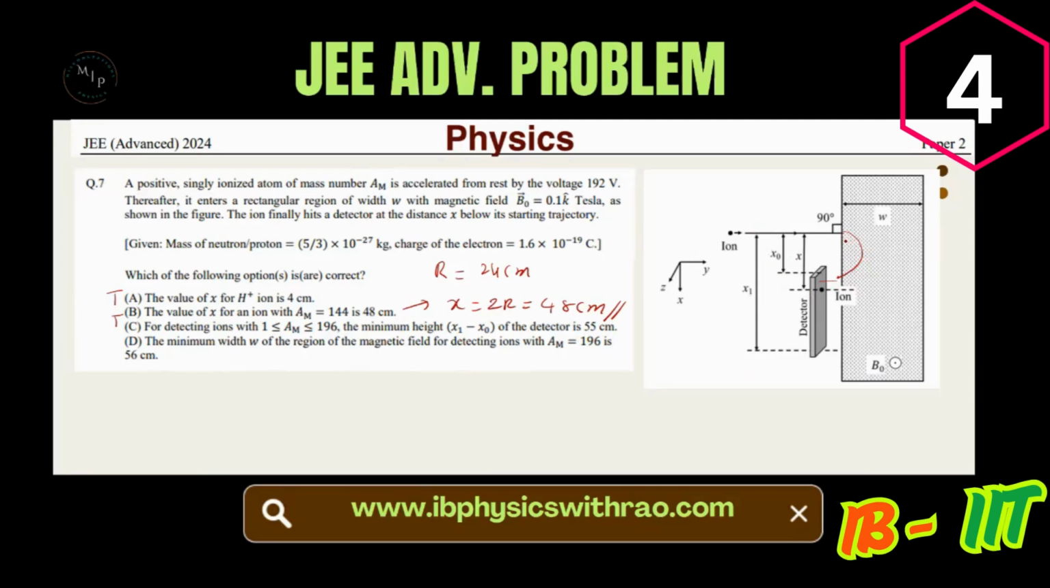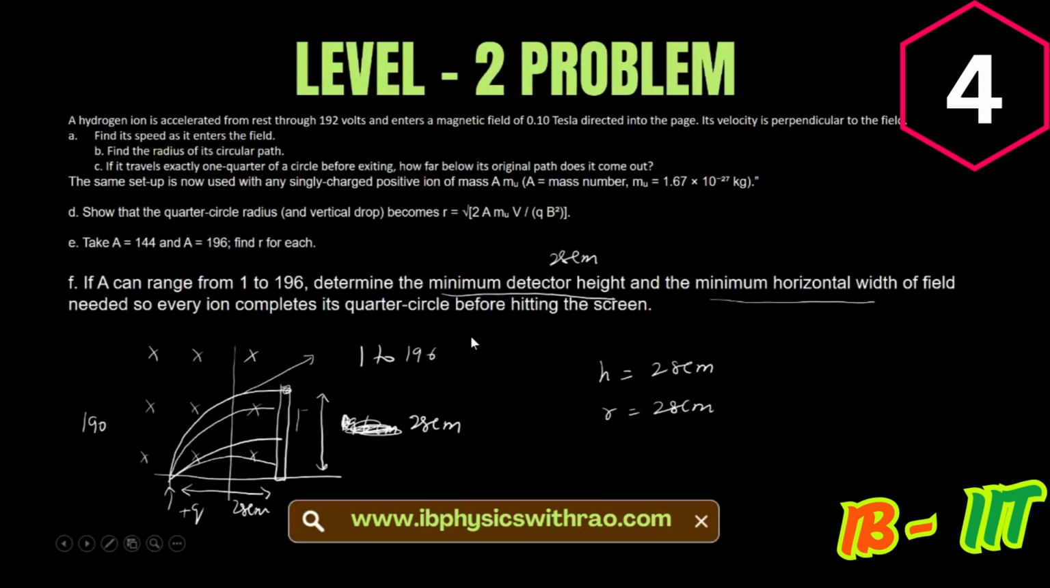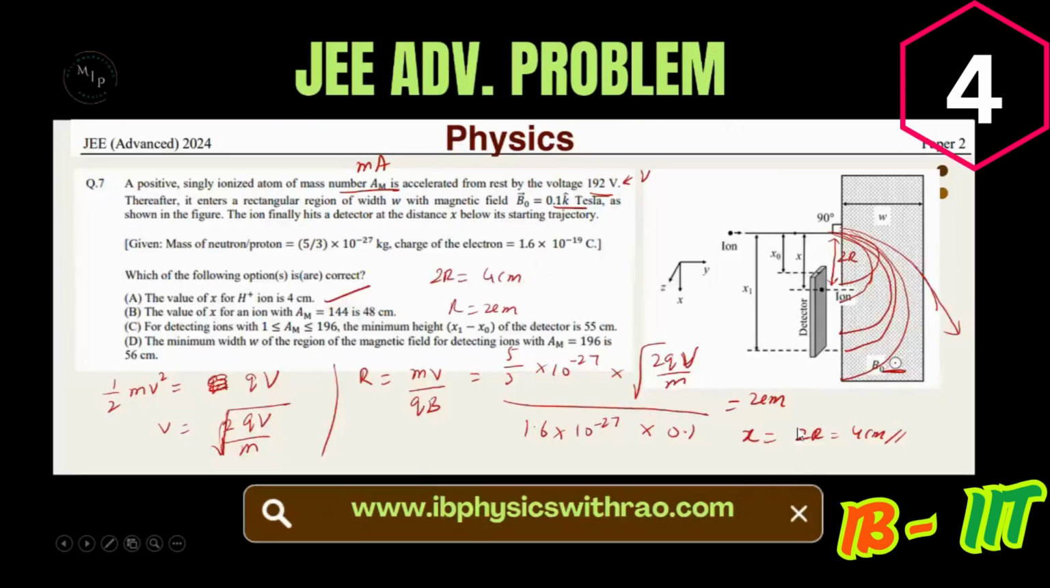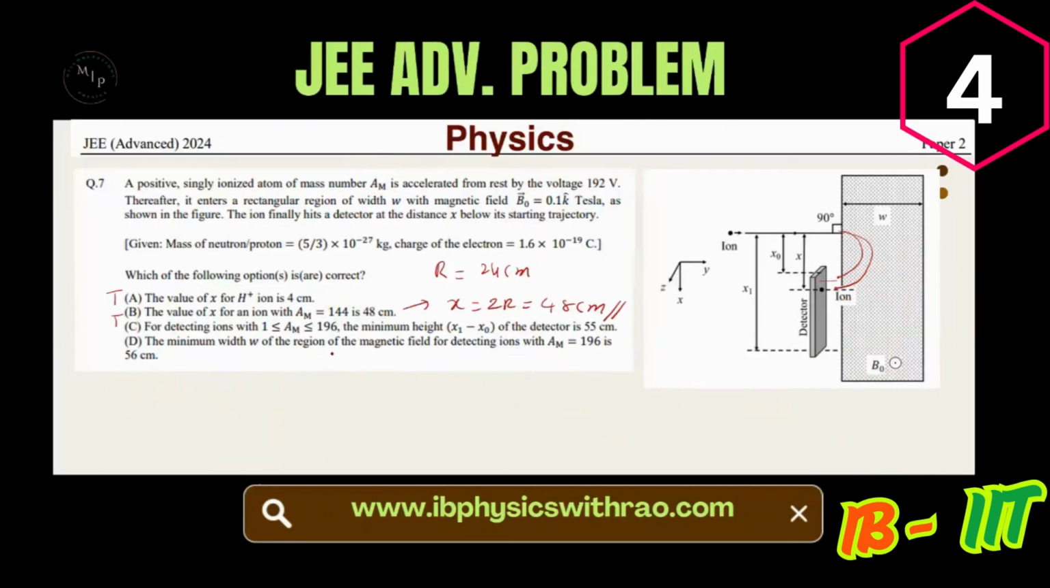Now, let us say I take oxygen, or any other ion whose mass number is not 1 but something like around 25. Now what will happen? This ion might come and hit over here. Why does it hit here and why not there? That comes from the formula: 2mv by qB square. You see, r is directly proportional to root A. So the radius here is equal to root of A into r1.